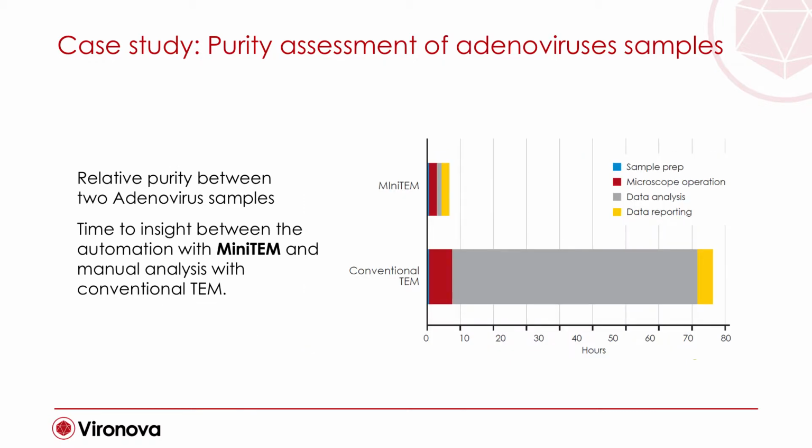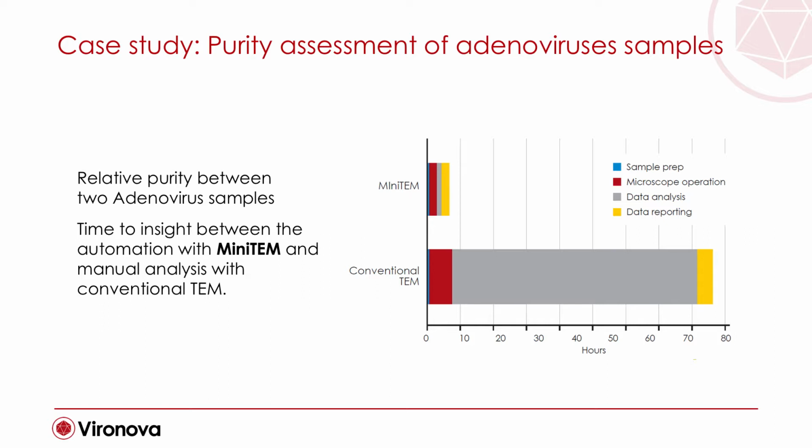So the study was performed not only to assess the possibility of the system to give some comparison when it comes to the purity assessment between two different samples, but also in order to compare the time that is gained compared to what it would have taken to generate the same amount of data using a conventional microscope and making a manual image analysis. So you can see on the slide basically that the microscope operation and sample preparation are rather similar. But when it comes to the data analysis, if you do this fully manually, it will take about 70 hours, while using the automated features of the system, it takes about 1 hour.